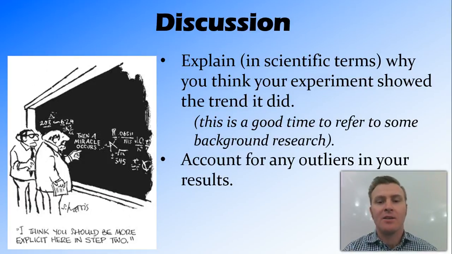Another thing that you need to do is account for any outliers in your results. So if you've got a graph and everything lines up in a beautiful line and then there's one result that's out from all the others, you need to work out why that result's out and explain why that is an outlier.